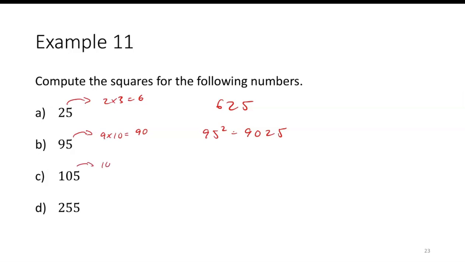105 squared, I go 10 times 11 is 110. So 105 squared is 11,025.